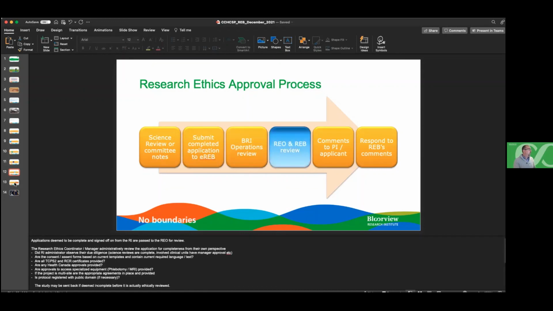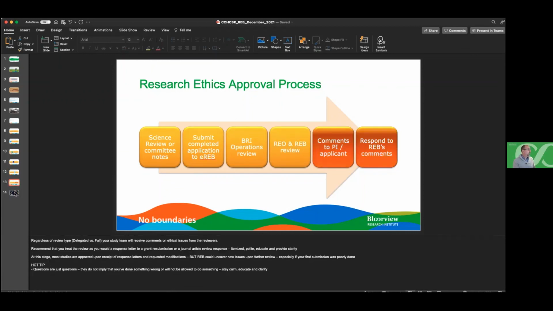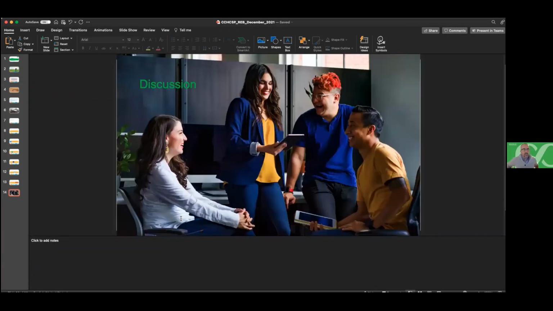And I think I've already talked a lot about the hot tips as I walked through, even without going through my animations. And so what I like to do is leave it there so that we can open it up to discussion amongst the group.